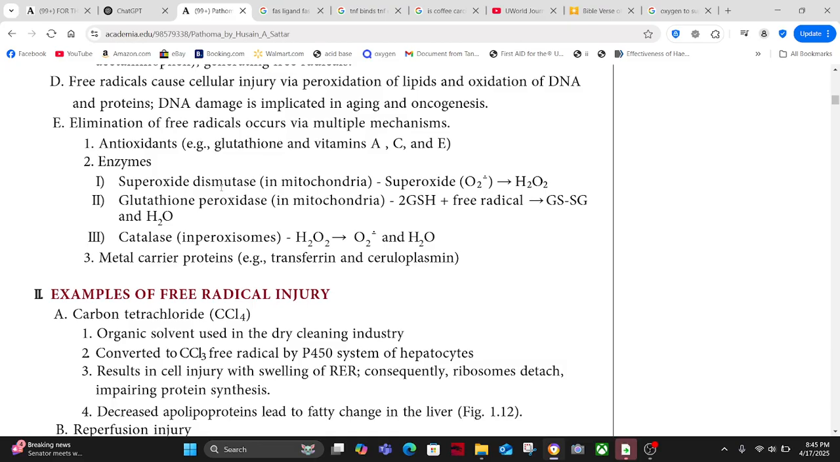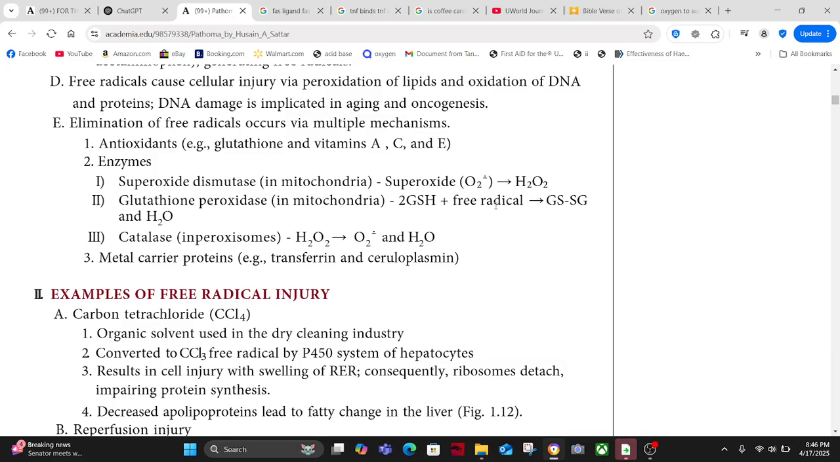The second way that the body gets rid of free radicals is that glutathione peroxidase in the mitochondria converts the reduced glutathione and free radical into oxidized glutathione and water.